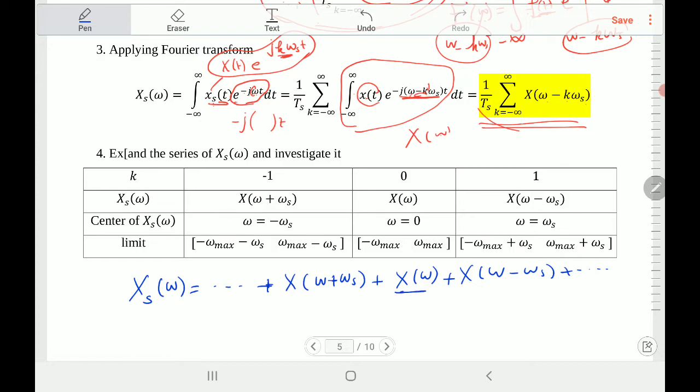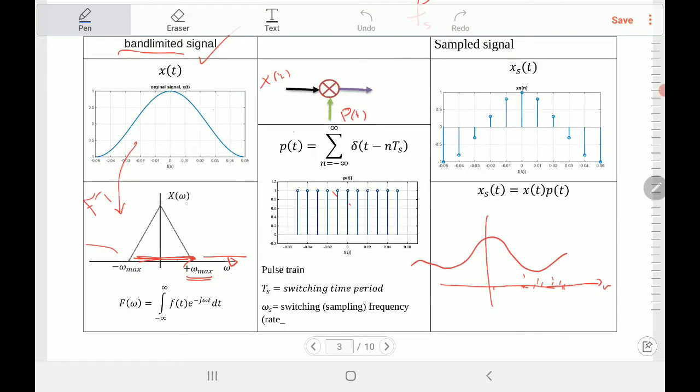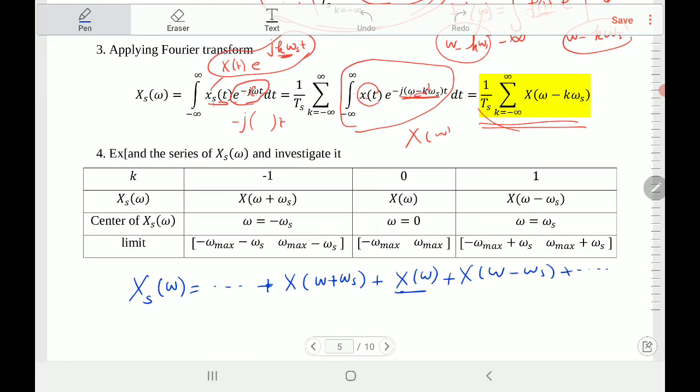What's X of omega? This is the original spectrum of the continuous signal. Let me show you. I will remind you. That's X of omega. It's the spectrum or Fourier transform of x of t. So that's how we got this one. It starts from minus omega max to plus omega max. This is given, or you can get it from this graph. So that's X of omega, and you observe, as I showed you, it's in the center. It starts from minus omega max up to plus omega max.